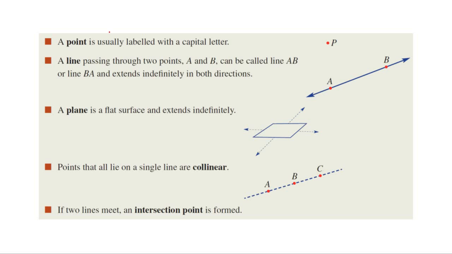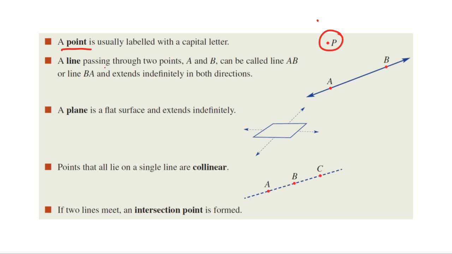It is what we already know as the point. What is a point? A point is basically a zero-dimensional object. Remember, no length or breadth, okay, and it is denoted by a capital letter like P over here.